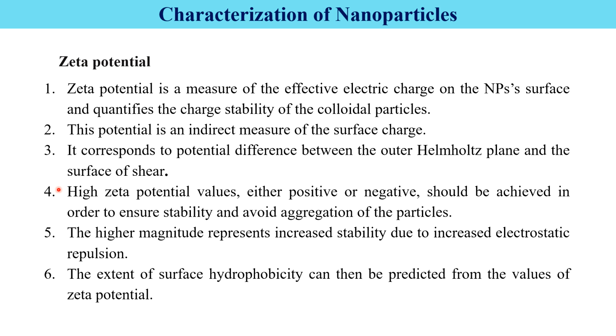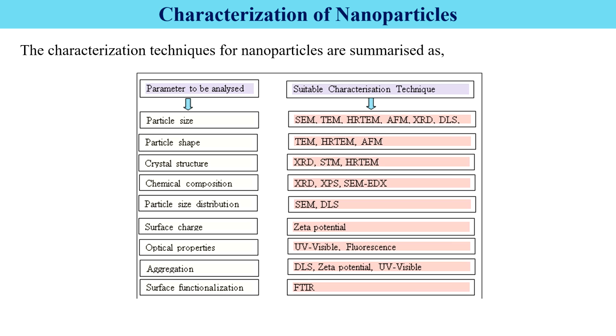High zeta potential values, either positive or negative, should be achieved in order to ensure stability and avoid aggregation of the particles. The higher magnitude represents increased stability due to increased electrostatic repulsion. The extent of surface hydrophobicity can be predicted from the values of zeta potential. In short, if zeta potential is higher, aggregation will be less. That is important.